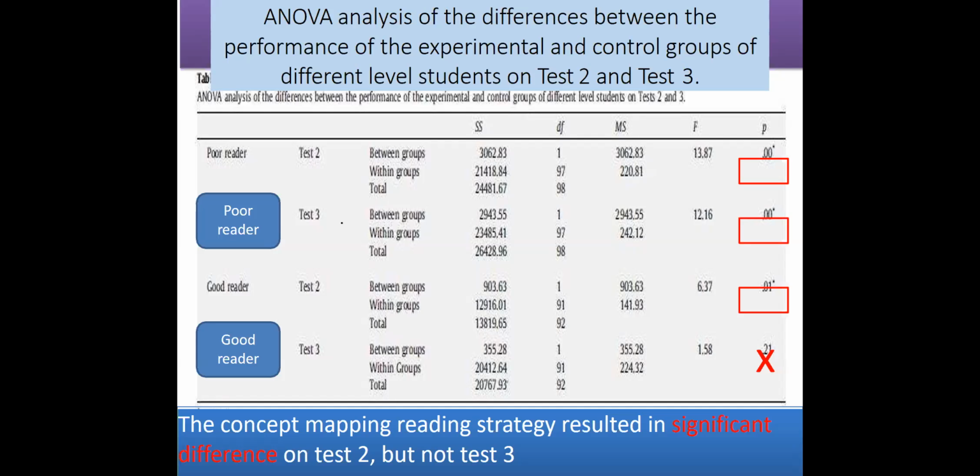So in both test 2 and test 3, the poor readers who used the concept mapping strategies outperformed those who did not. And these results indicate that the concept mapping reading strategies have a more continuous effect on the poor readers than on the good readers.